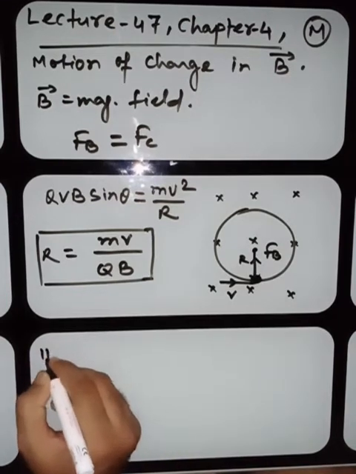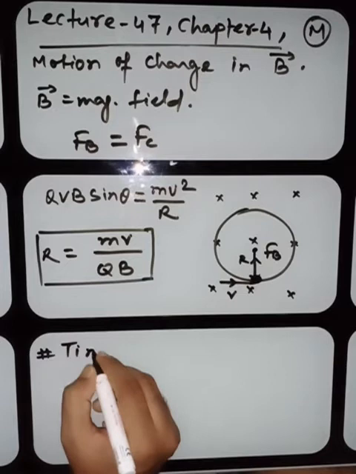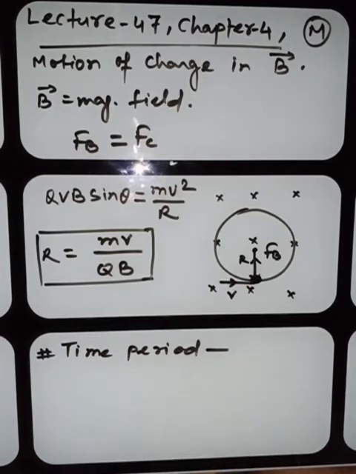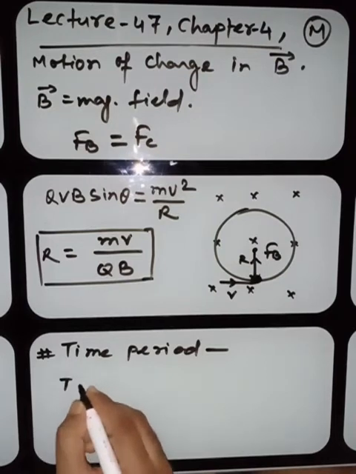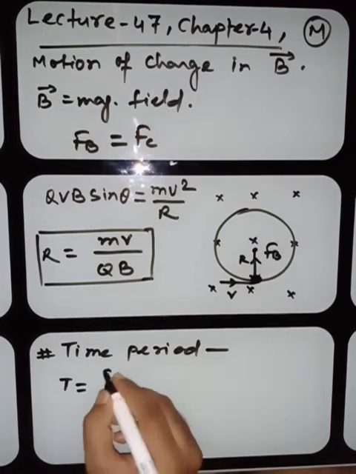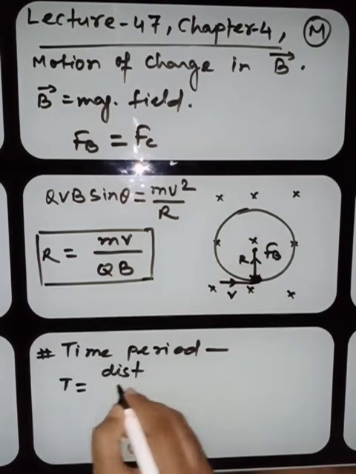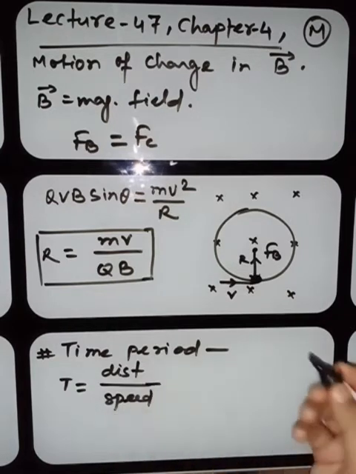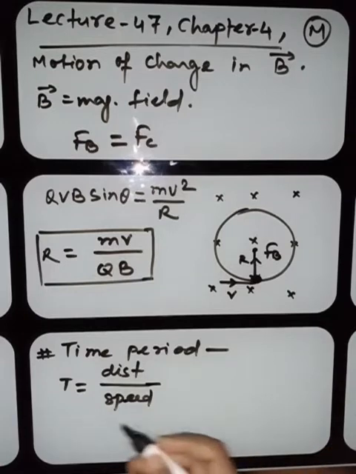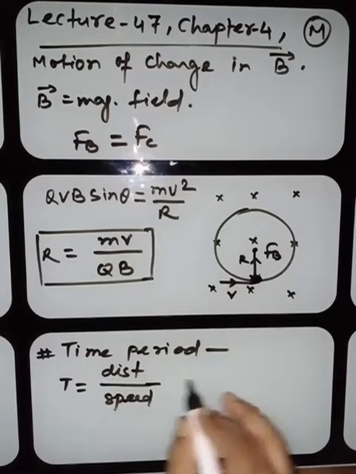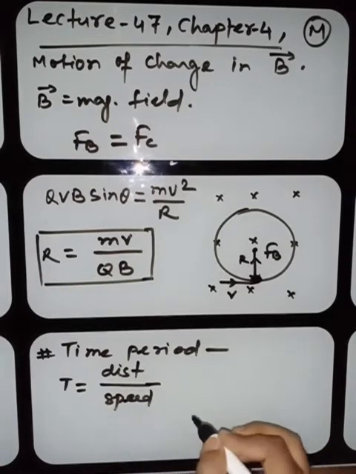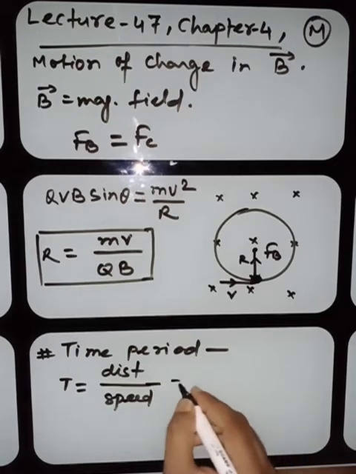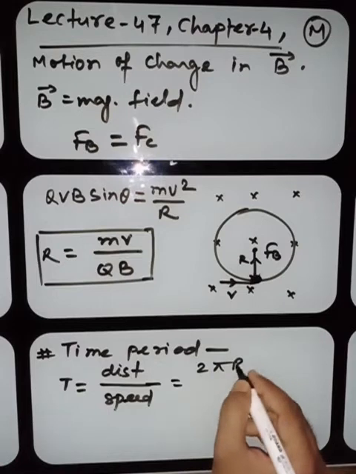The next quantity is time period. We know that time is distance by speed. The time period is the time taken to complete one rotation. In one rotation, the distance covered by the charged particle will be 2 pi r.